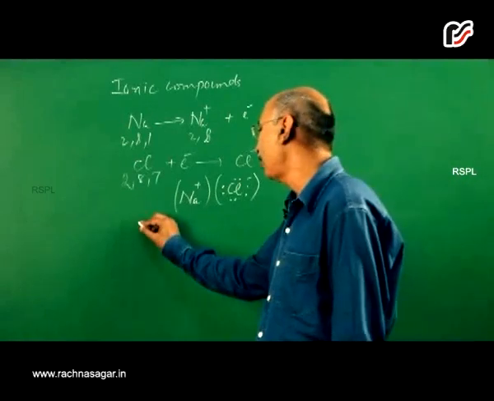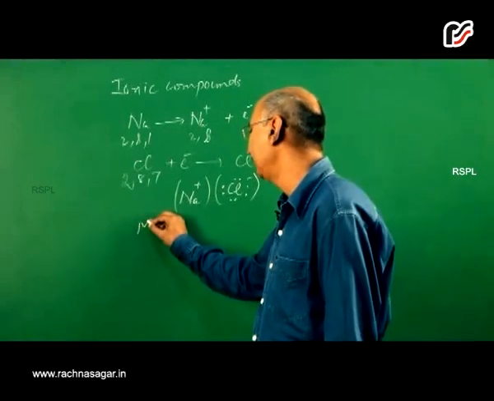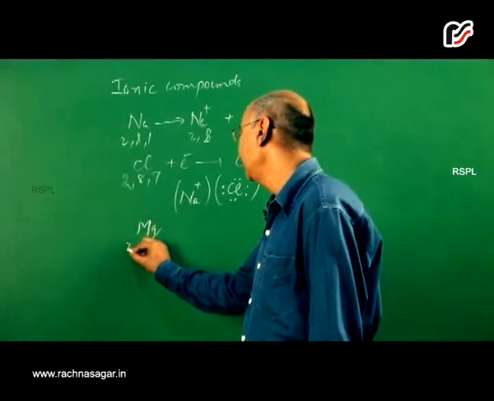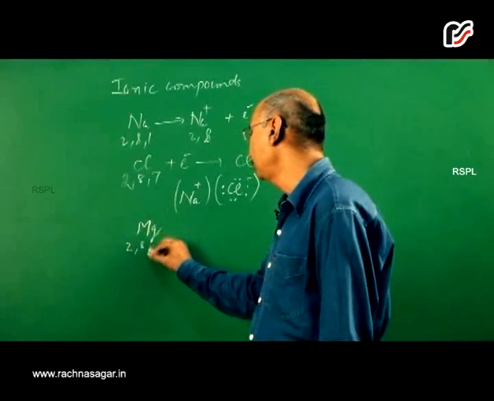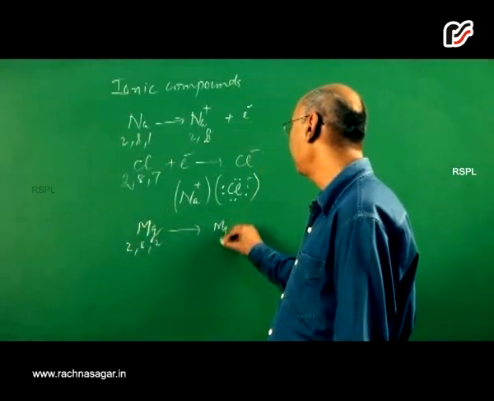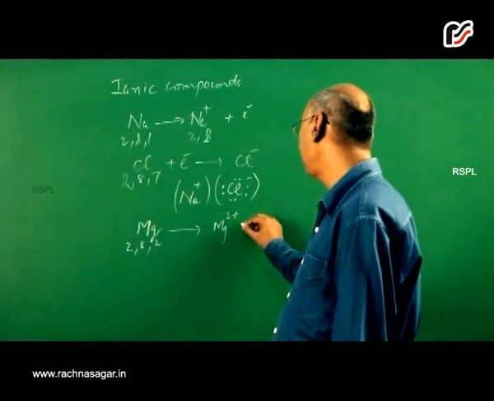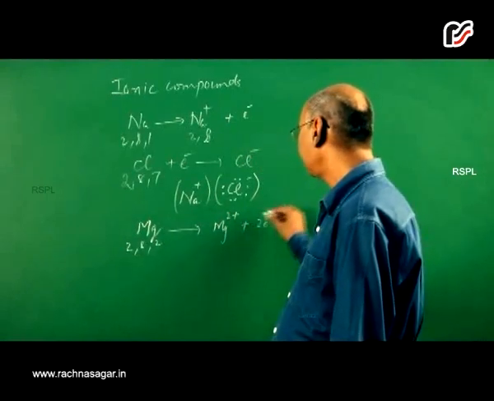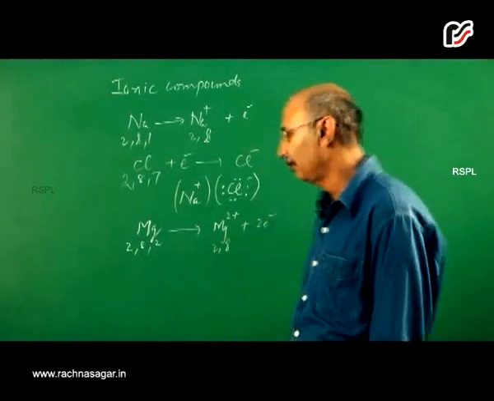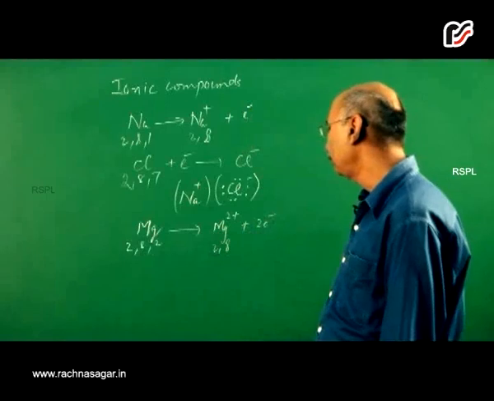Now we are going to take up formation of magnesium chloride. Magnesium has atomic number 12. Its electronic configuration is 2, 8, 2. It can lose 2 electrons to form magnesium dipositive ions. Magnesium dipositive ion has the stable electronic configuration of neon, that is 2, 8.